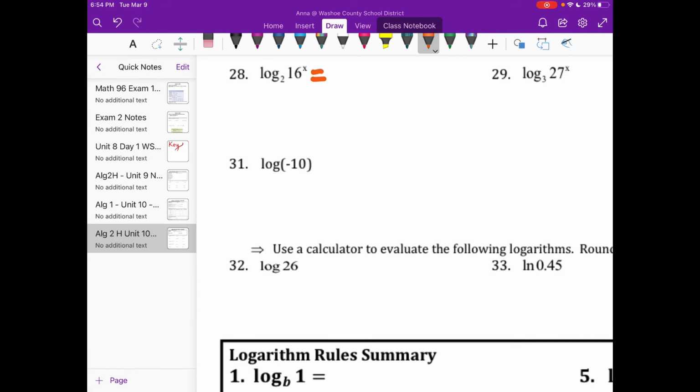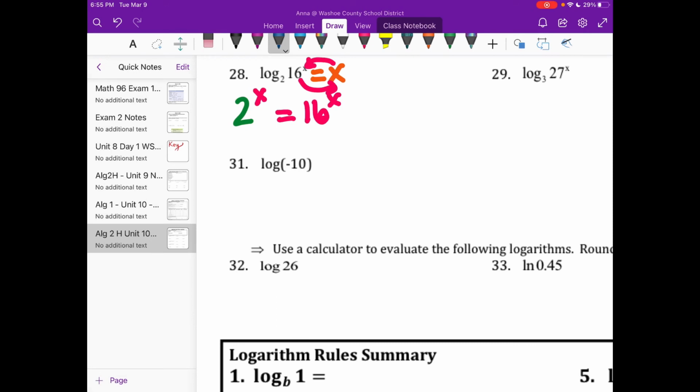Alrighty, 28. Let's put our equals x. Okay, base stays base, so the base is 2. The other two are going to switch places. So 2 to the x is going to equal 16 to the x. This is one where I'm definitely going to have to change the bases so that they match and I can cross them off and I'm happy.